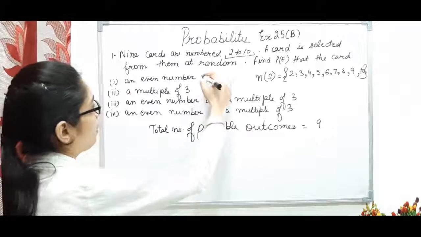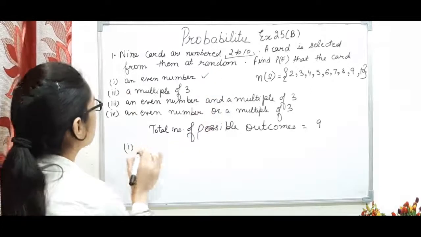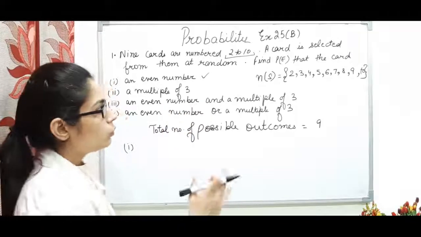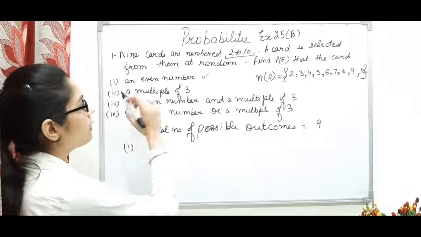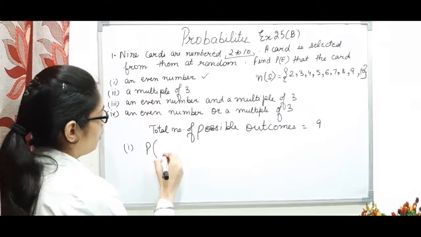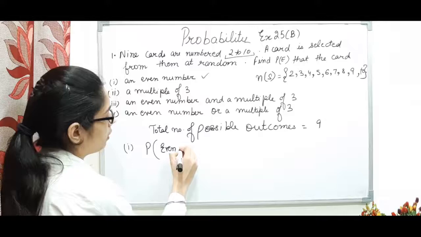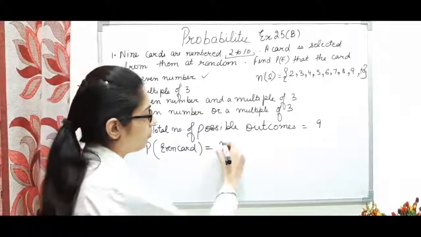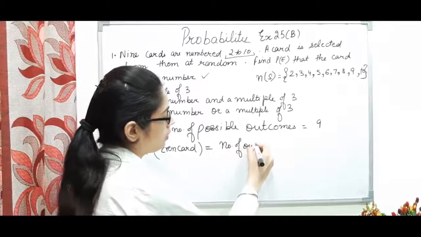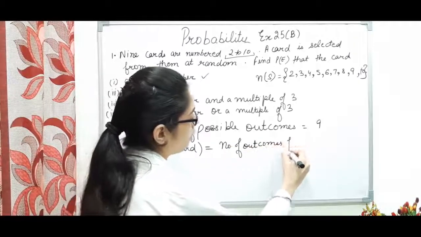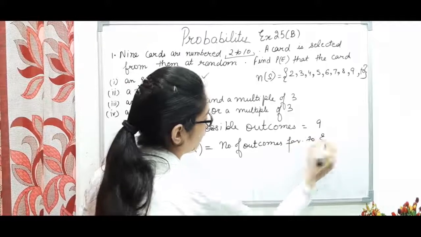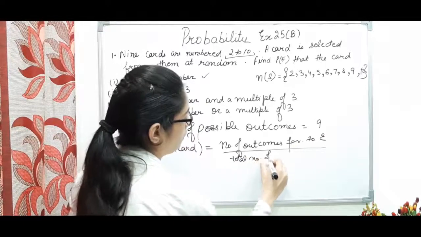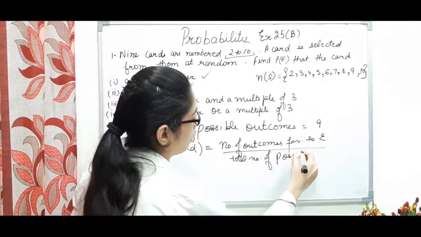Now let's do part 1. Part 1 is, if they are drawing one card at random, what is the probability that the card is an even number? Probability of an even numbered card. So the formula is the same: number of outcomes favorable to E and total number of possible outcomes.